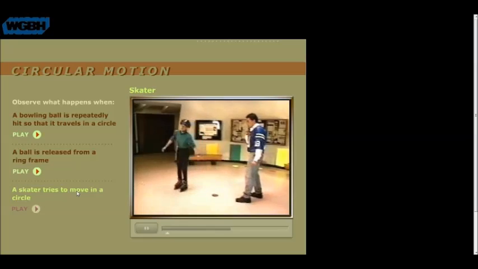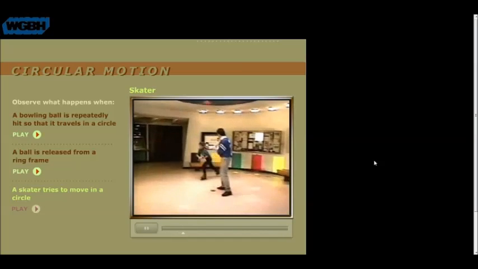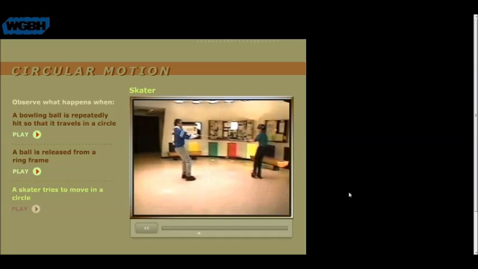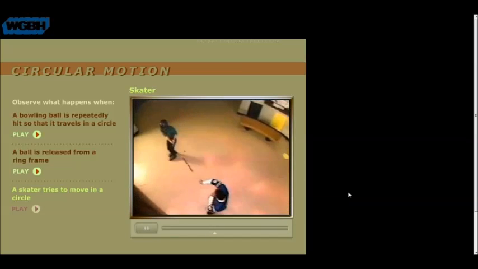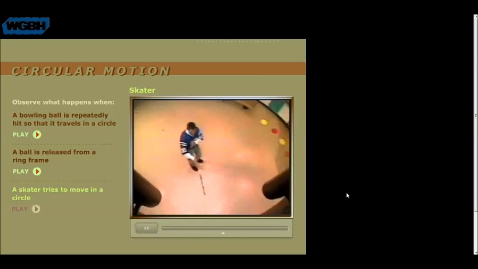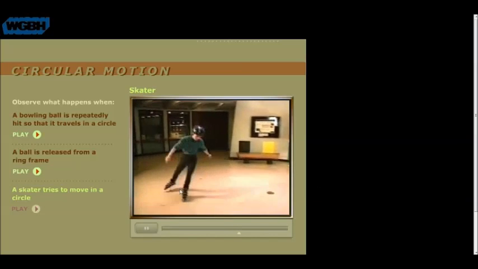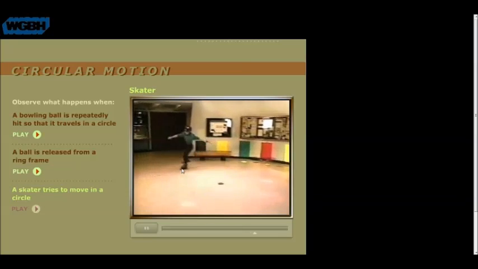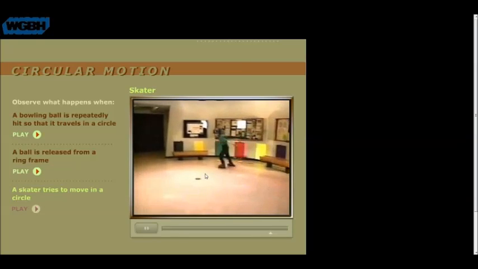This last one, there's a rollerblader who tries to move in a circle just by bending his torso. Obviously that doesn't work. But look at what happens when you give this skater a rope. It's much easier to move in a circle. Think about the bowling ball being hit so that it travels in a circle. It's a similar thing. And lastly, here's another example. Look at what directions he's having to push in order to move in a circle.